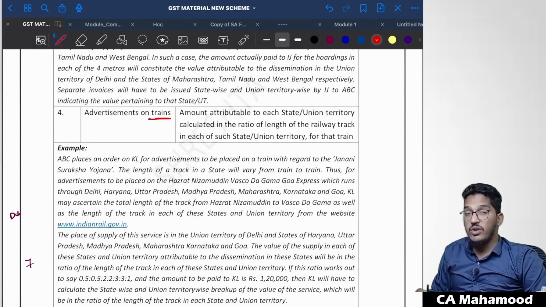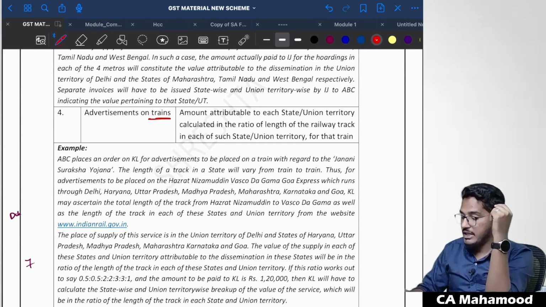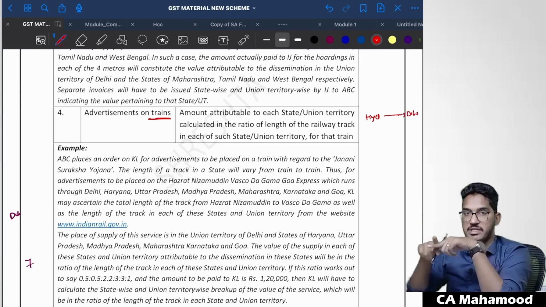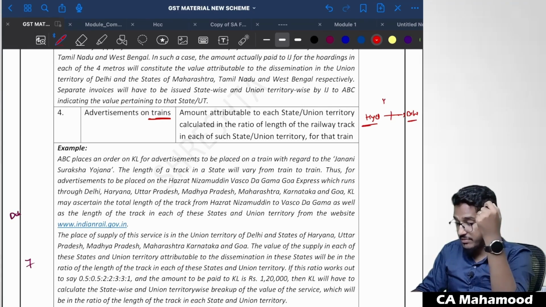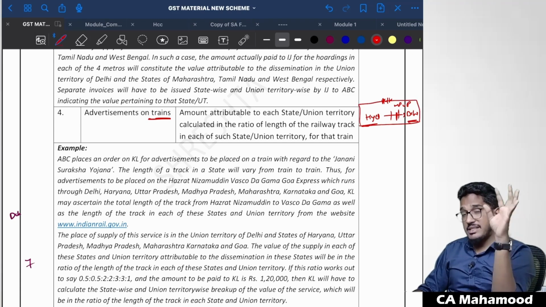Next one, advertisement on trains. If the advertisement is run on a train, the train will go through various states, no? For example, a train is starting from Hyderabad and going to Delhi. On this train, some advertisement has been pasted. Now this train from Hyderabad to Delhi will pass through different states. For example, it goes through some parts of Maharashtra, Madhya Pradesh, and UP. So from start till end, it is passing through 5 states. That means the advertisement is getting visible in 5 states.